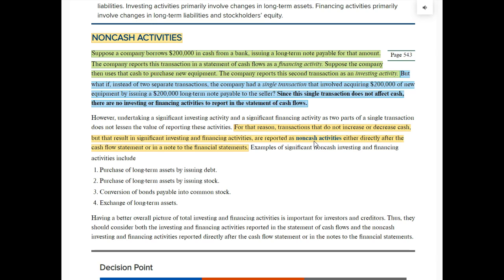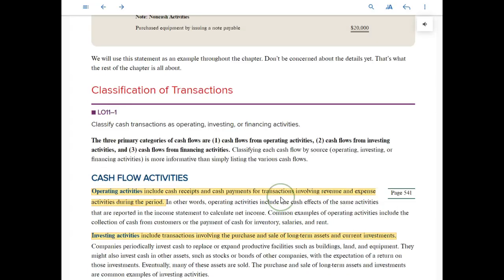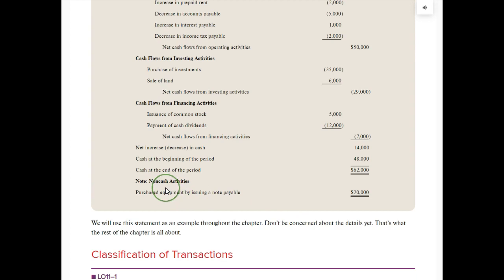So like it says here in this blue highlight, if you just sign a note and then you have the asset and you don't receive cash or pay cash, no cash is transferred here at the beginning, this is a non-cash activity. This is still significant. So we need to report this as a non-cash activity, but it does not go up in the operating, investing, or financing areas. In fact, let me go back up here to the statement. It would go down here.